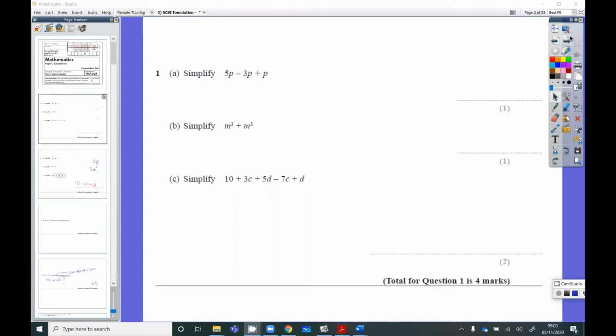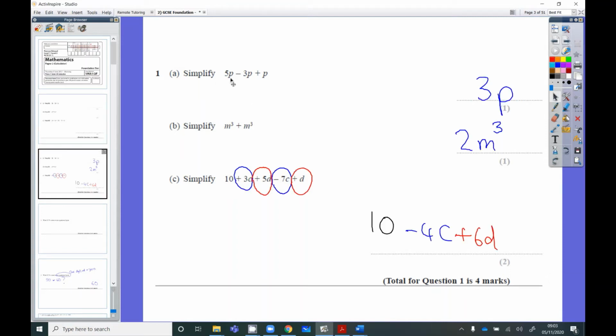Question 1. So 5p take away 3p, well at that point we've got 2p. 2p add 1p gives us 3p. Now m cubed plus n cubed, well we've just got two lots of m cubed. Now with part C, just be careful, make sure you pick up the appropriate sign.